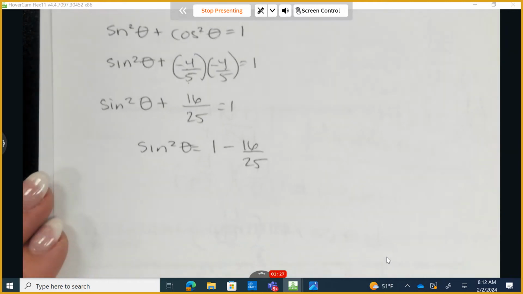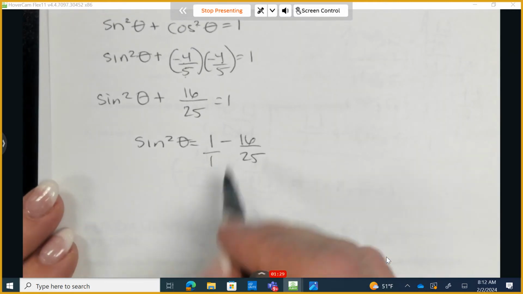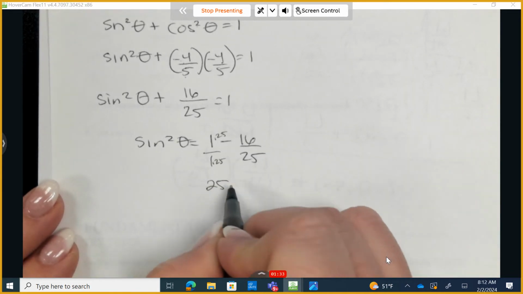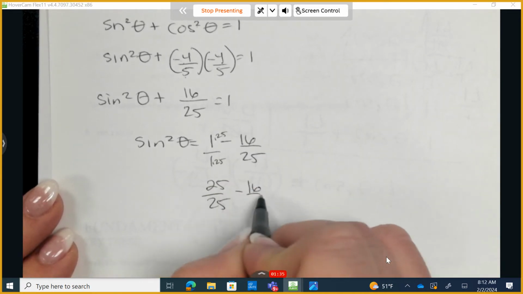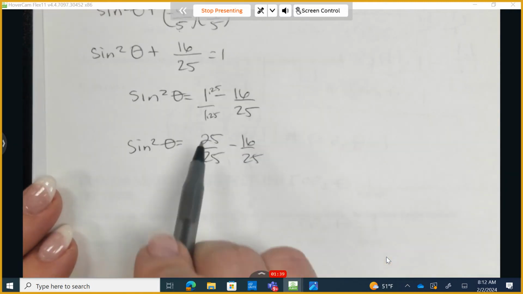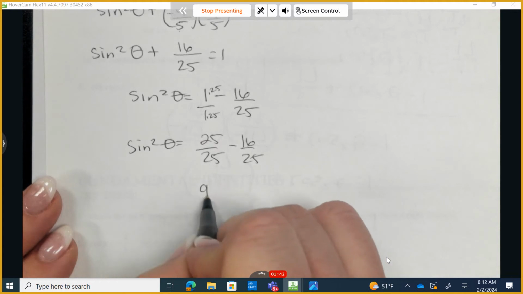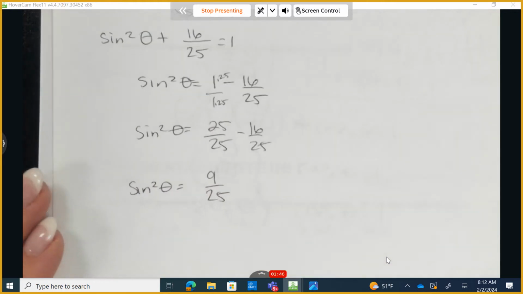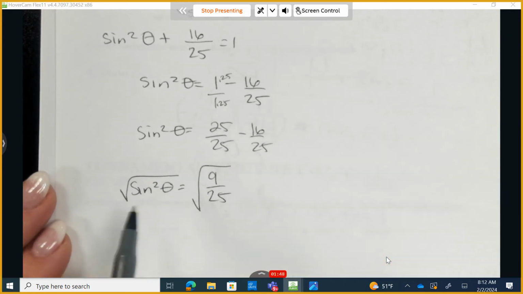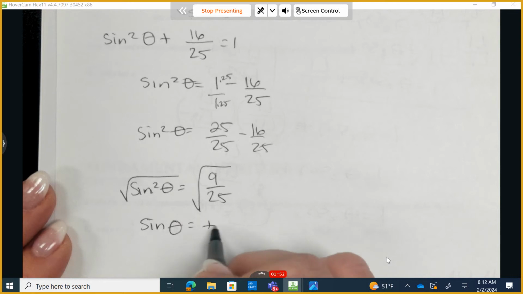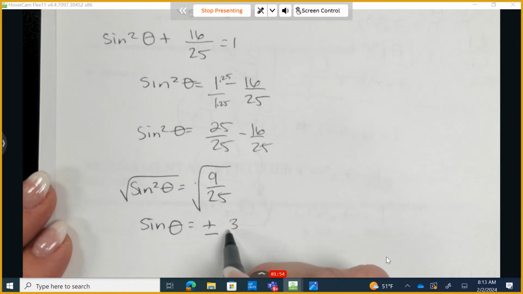Okay, so without using a calculator, I can find a common denominator by going times 25 times 25. I have 25 over 25 minus 16 over 25 equals sine squared theta. 25 subtract 16 is 9. And then I'm going to take the square root, and I should get two answers. We're going to come back to that a little bit later, but I should get two answers. The square root of 9 is 3, and the square root of 25 is 5.